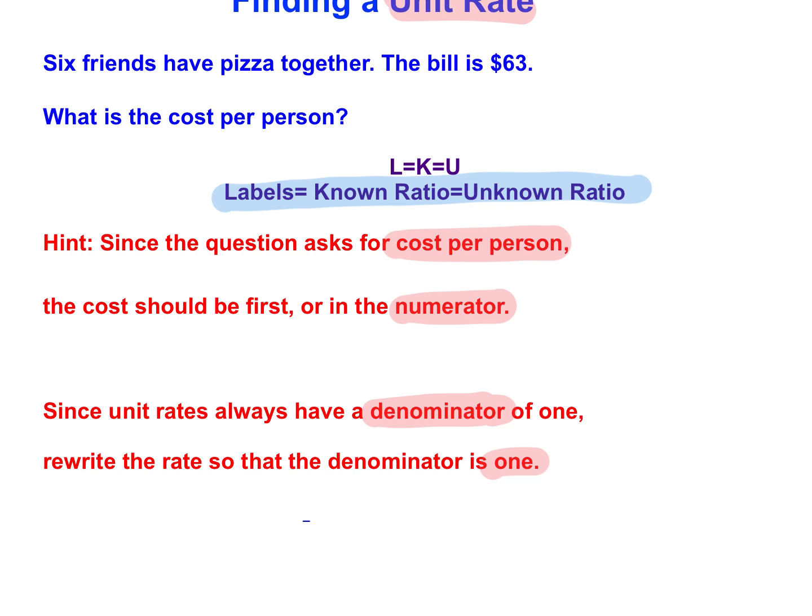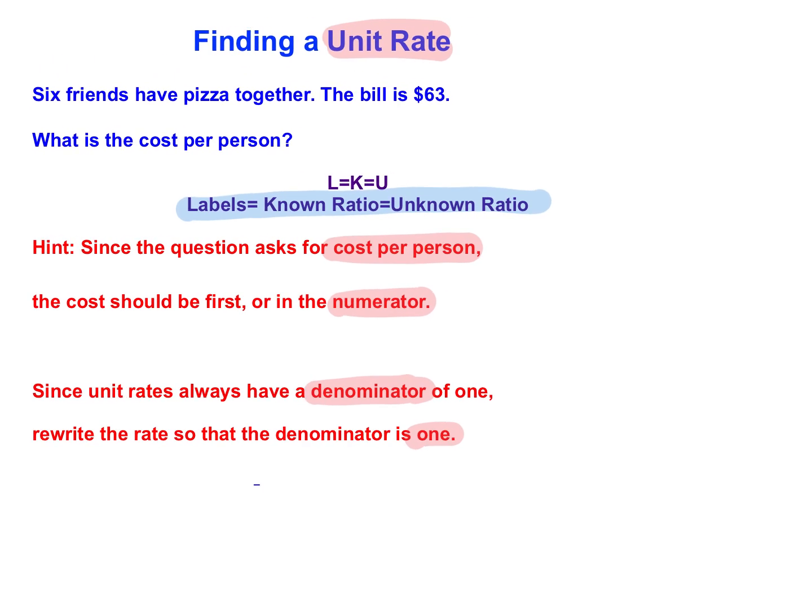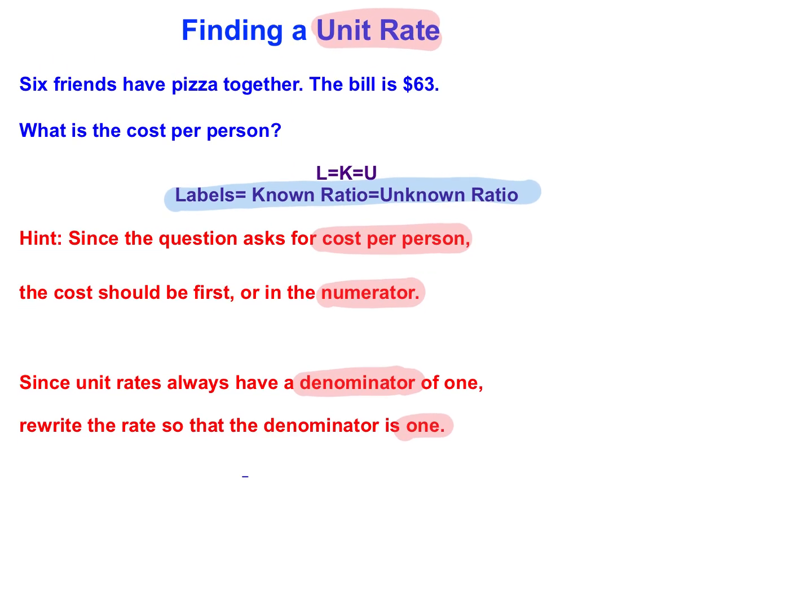Okay? So the hint there says that since the question asks for cost per person, think of the word per as kind of that fraction bar that separates our labels. Since it's asking for cost per person, the cost should be first or in the numerator. So when we set this up to solve it, and you can do this maybe underneath or off to the side, cost per person means we're putting cost on top and people on the bottom. That's the labels piece of this. We're setting up those labels.